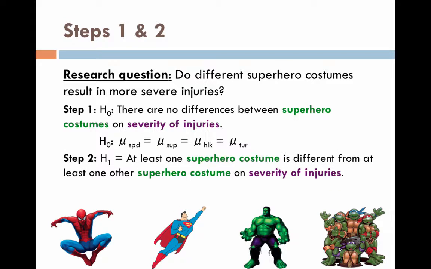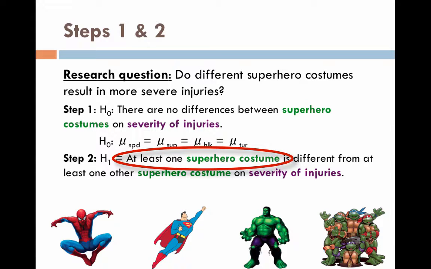Step 2, at least one superhero costume is different from at least one other superhero costume on severity of injuries. So recall when I introduced SPSS inferential statistics and we covered the zombie dataset, that I talked about how when we have multiple groups, the minimum criterion for us to reject the null and accept the alternative is that at least 2 groups are different from each other.